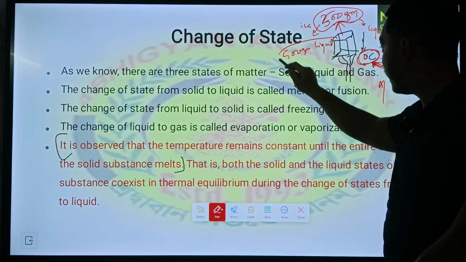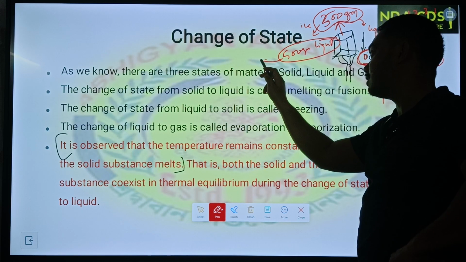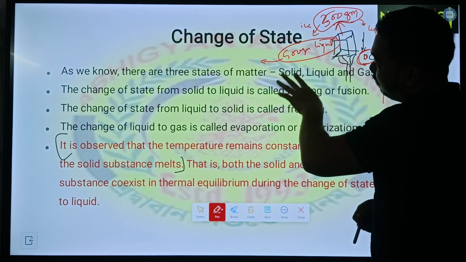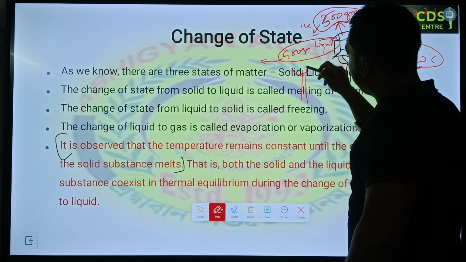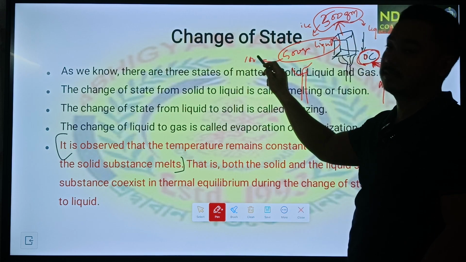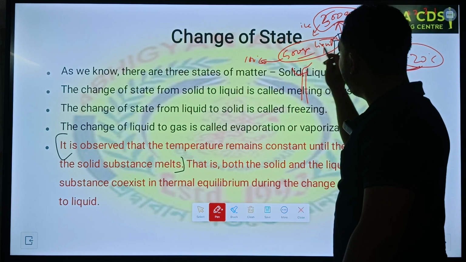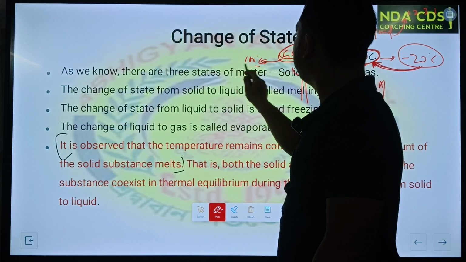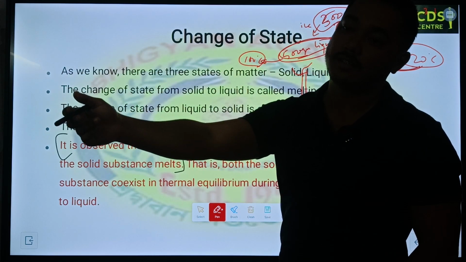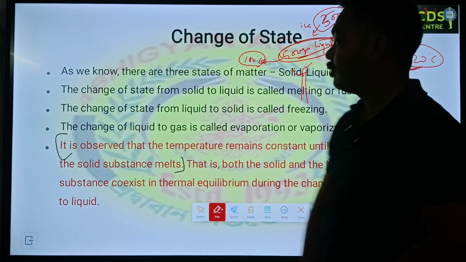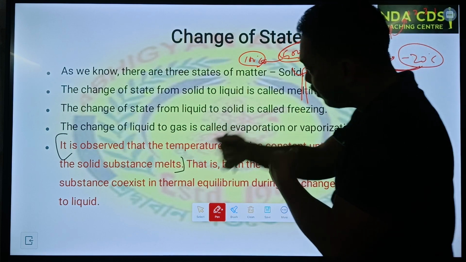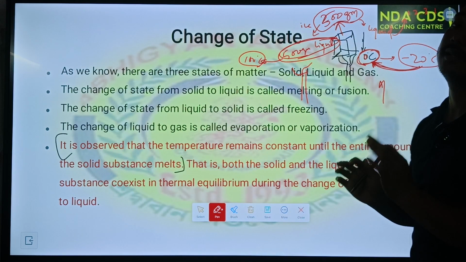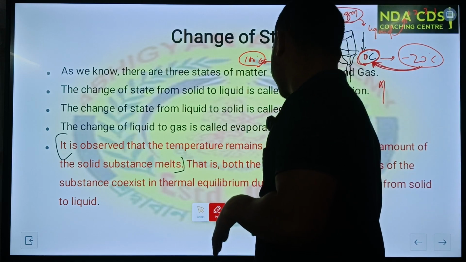Now, at 100 degrees Celsius, until and unless this whole 500 grams of liquid changes to gas, it doesn't matter how much heat you provide, the temperature will not change from 100 degrees Celsius. When this whole 500 gram of liquid has changed to the gaseous state, only then will the temperature again start changing. Got my point? So it means until the whole substance gets transformed, the temperature will remain the same. This is what it means.